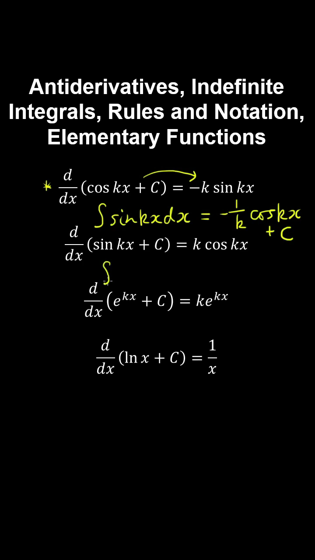Now we can evaluate the integral of cosine of a constant by x in a similar way. So here when we differentiate, we don't have a negative sign. So we simply divide by k and multiply by sine kx. And the other integrals are obtained in much the same way.